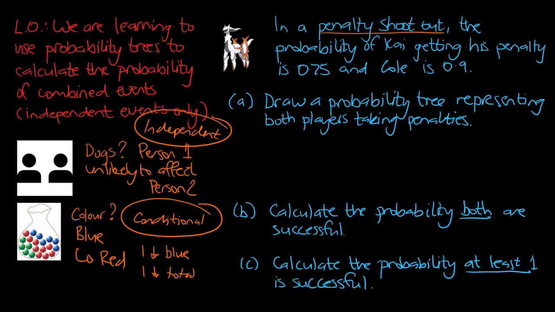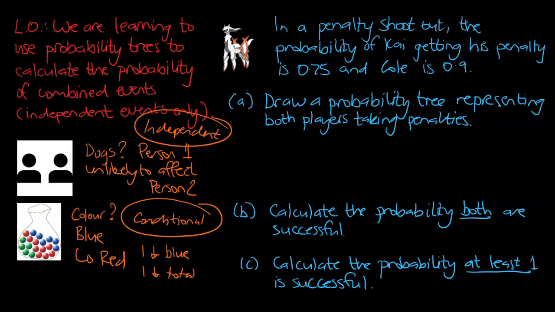A penalty shootout, so that's in a game of football. The probability of Kai getting his penalty is 0.75, but the probability of Cole getting his is 0.9. These numbers and names are completely fictitious, nothing to do with anyone in our classes this year. Question A: draw a probability tree representing both players taking penalties. So maybe there are two penalties in a game. Kai takes the first one, Cole takes the second one.